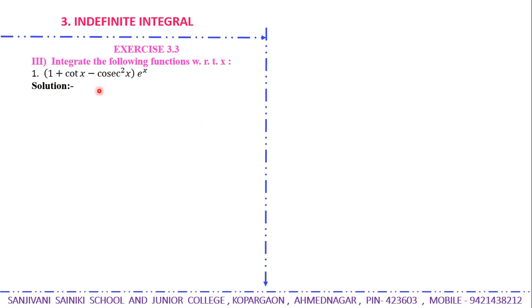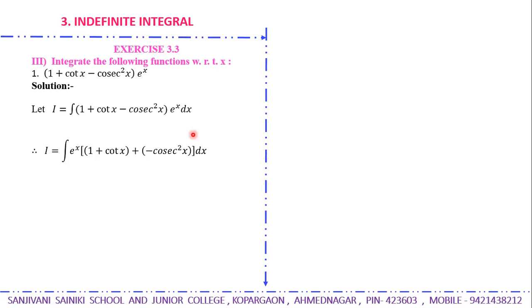(1 + cot x − cosec² x) e^x. As soon as you see e^x in your integrand, just think of the corollary: e^x [f(x) + f'(x)] dx. Here it is e^x [1 + cot x − cosec² x]. If you take the derivative of 1 + cot x, you will get −cosec² x.